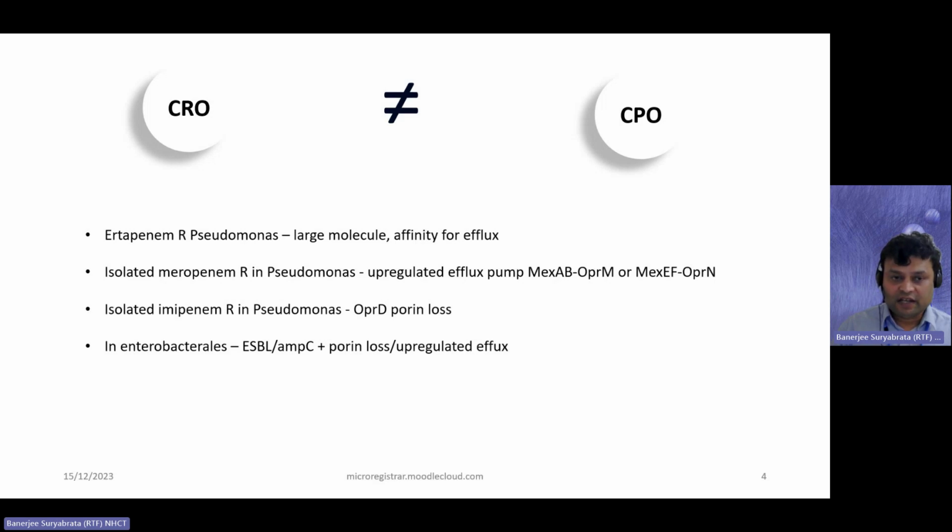Similarly, you might find isolated imipenem resistance, which is because of OprD porin loss. OprD porin loss preferentially affects imipenem. On the other hand, upregulation of efflux pump preferentially affects meropenem. But you may still find some degree of resistance to imipenem and meropenem in those cases. In the case of Enterobacterales, you might find carbapenem resistance not because of carbapenemase, but when ESBL or AmpC are combined with other mechanisms like porin loss or upregulated efflux pump.